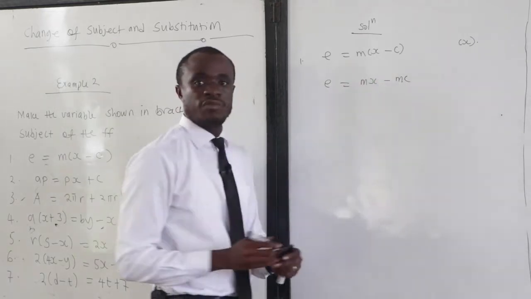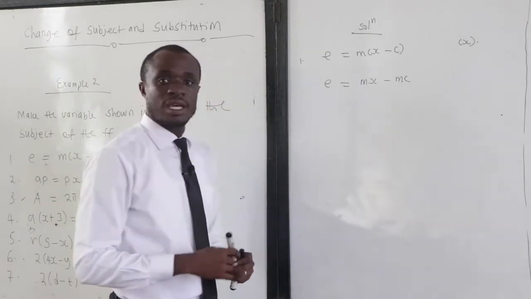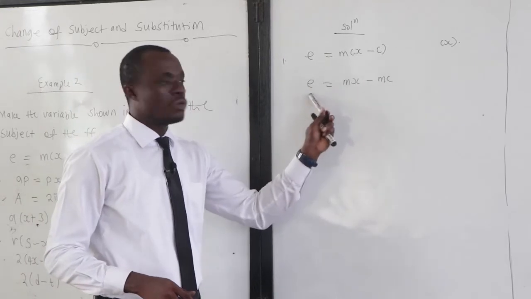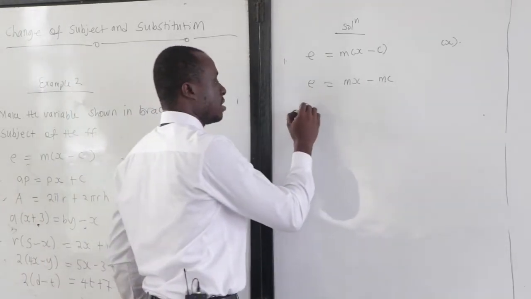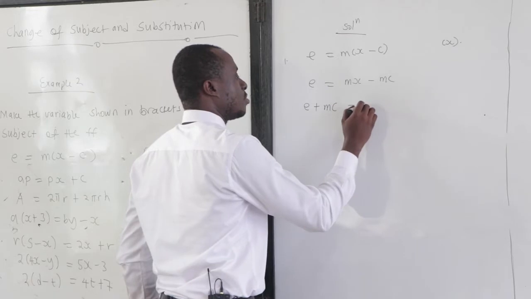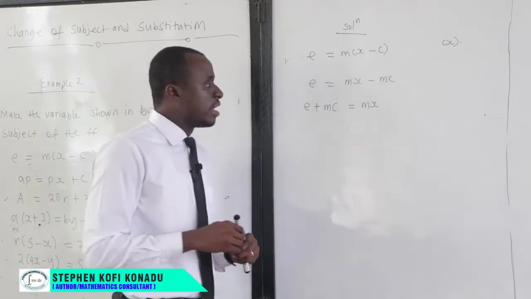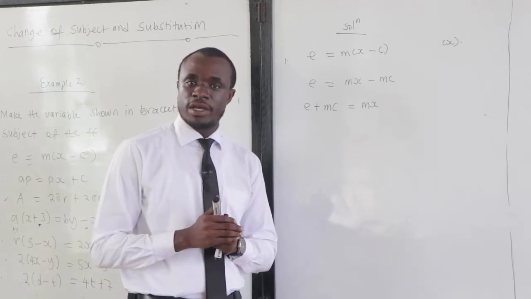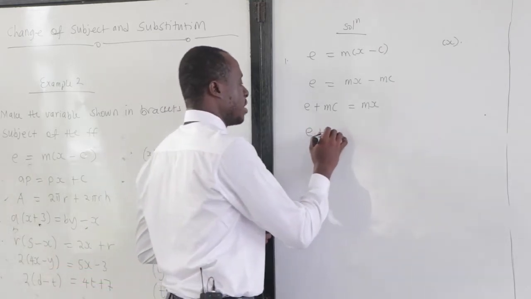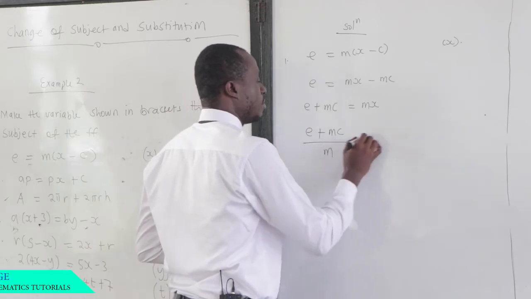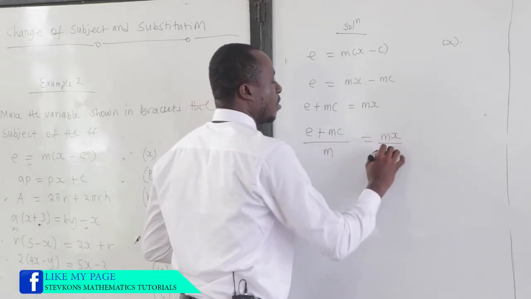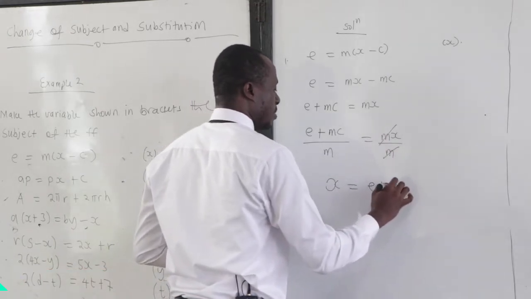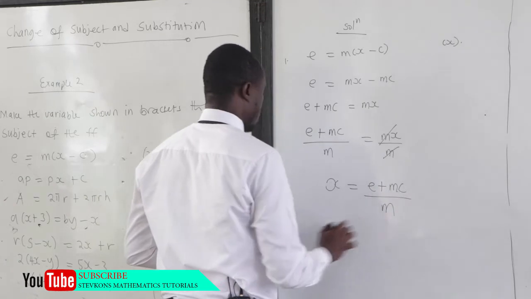We have to use the distributive property to expand. We want to make x the subject. It suffices to take the negative mc to the left-hand side. So it will be e plus mc equal to mx. We want to find x. We want to make x the subject. So we divide through by what is multiplying the x, which is m. So you have e plus mc all over m equal to mx all over m. This is cancelling out that. So you have our x to be equal to e plus mc all over m.